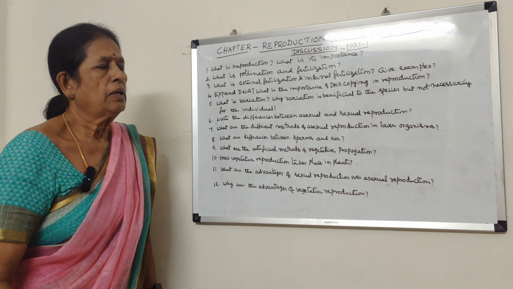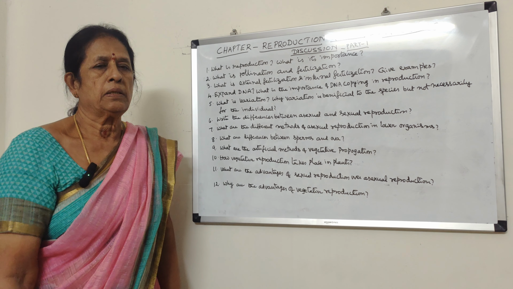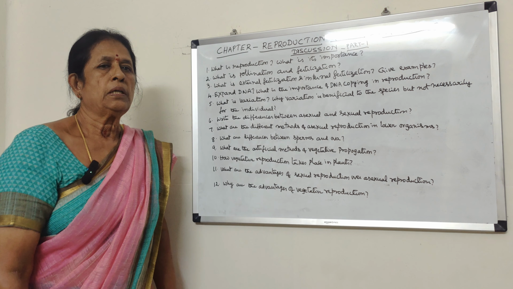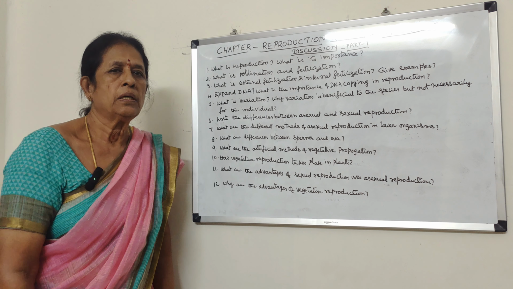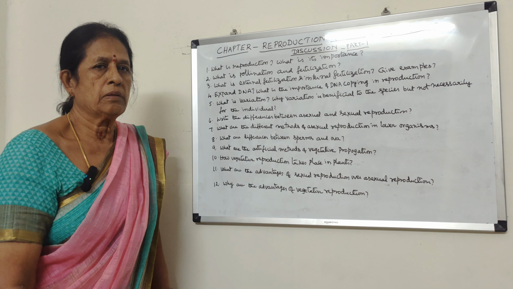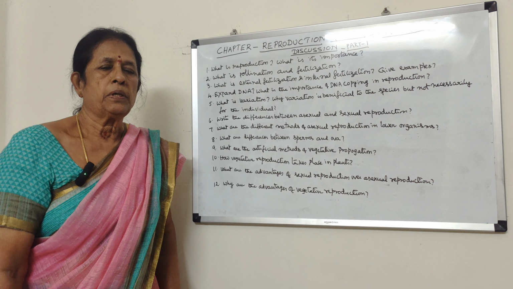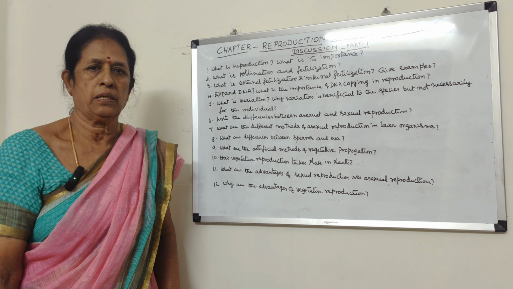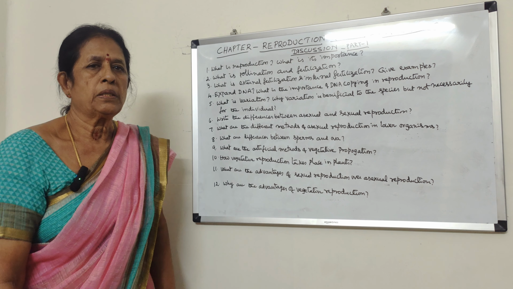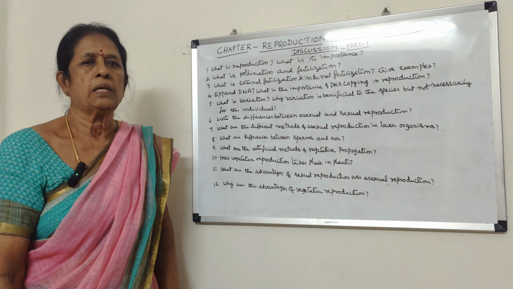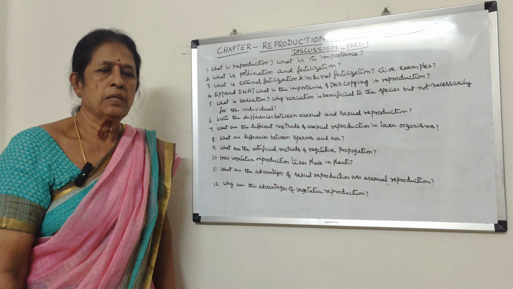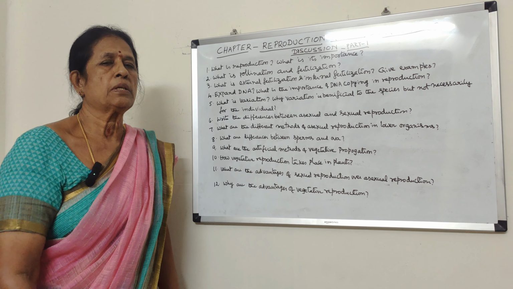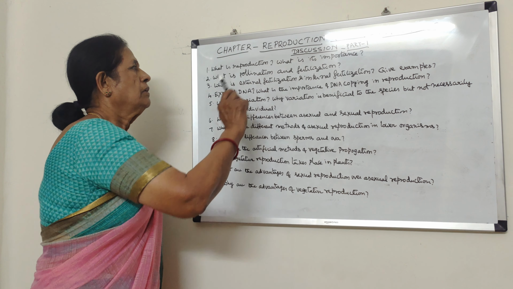So, first of all, let us see definition. What is reproduction? What is its importance? So, reproduction is a life process which helps in the continuation of the species and we can define reproduction as the ability of an organism to produce the organisms of its own kind. Okay, so you should write reproduction is an important life process which helps in the continuation of the species. It can be defined as the ability of an organism to produce the organisms of its own kind. Okay, so that is reproduction.